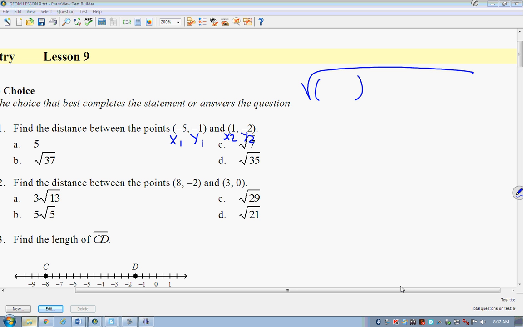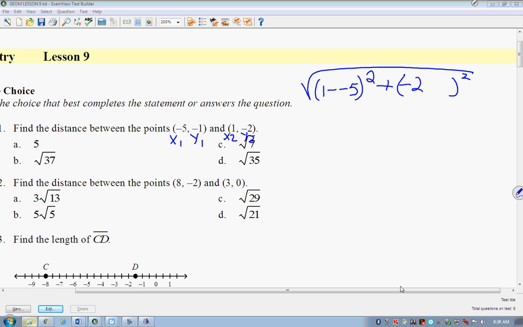1 minus -5. Okay, what goes up here above the anything there? Squared. Okay, then what goes in between? Is it minus or plus? Plus. Okay. All right, so he got the x's. Who's got the y's? If I'm doing 1 minus -5, what do I have to do next? Okay, Chandler? -2 minus -1.